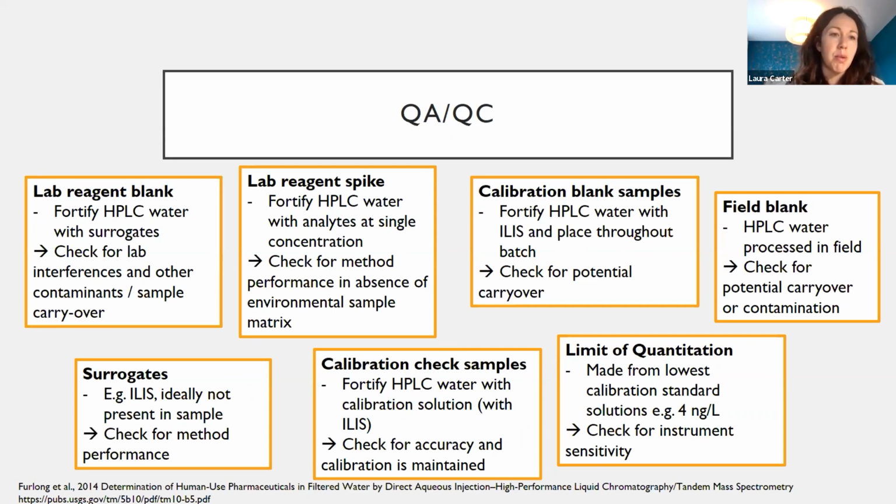So, for example, the presence of a lab reagent blank, so you can check whether there's any contaminants in your sample or carryover, as well as thinking about your field blank samples, for example, the ones that were prepped in the field.